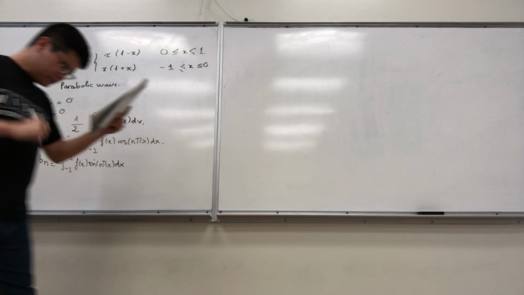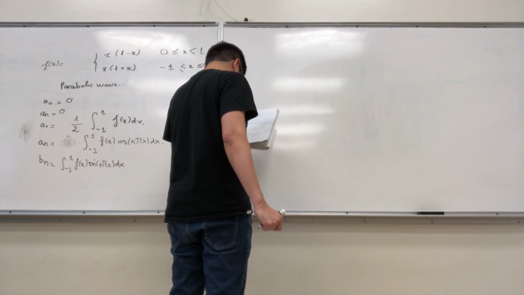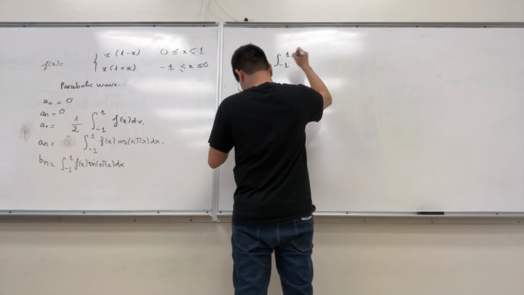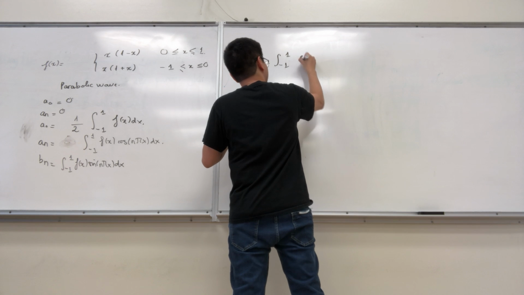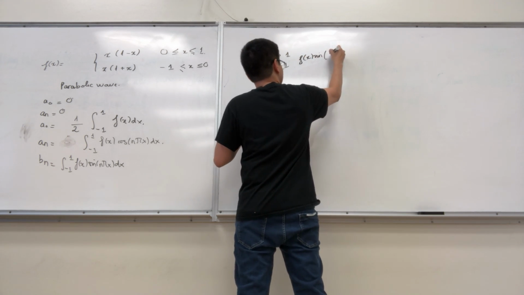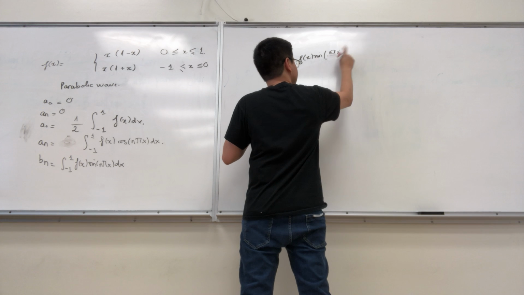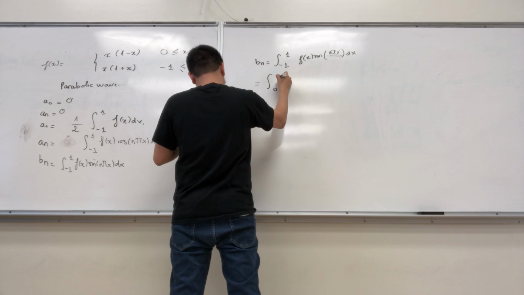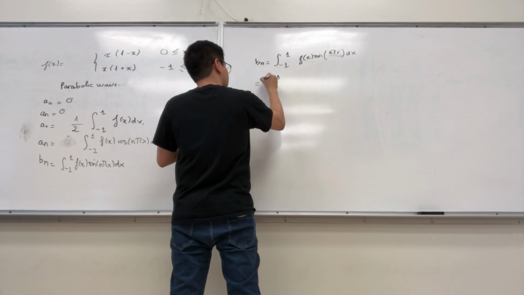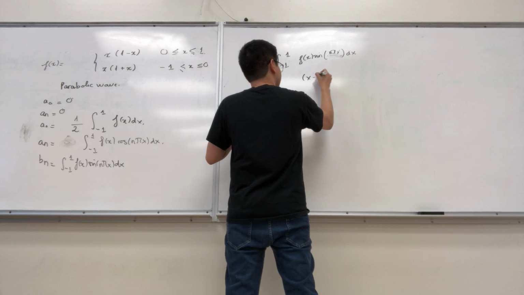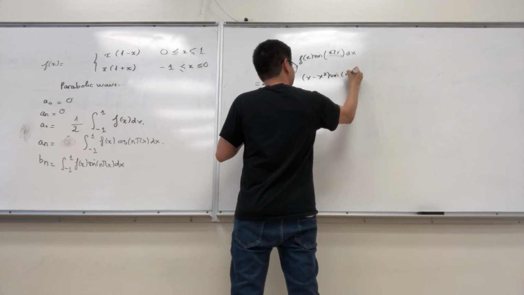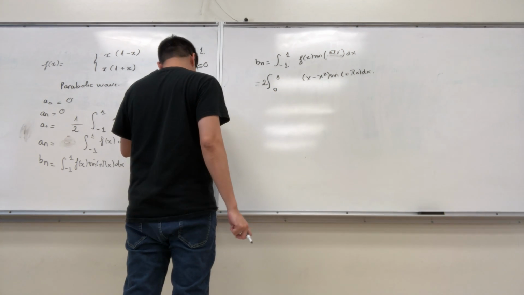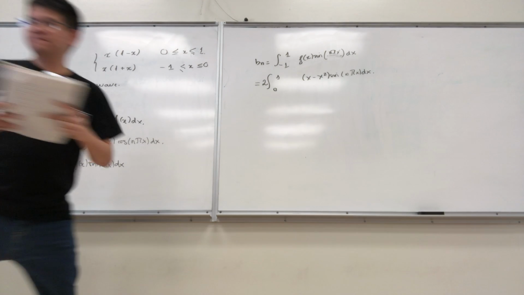So last time we were trying to compute Bn, which is the integral from minus 1 to 1 of f(x) sine of n pi x dx. And because last time we said that this is an even function times an odd function, we're going to have the integral of x minus x squared times sine of n pi x dx.